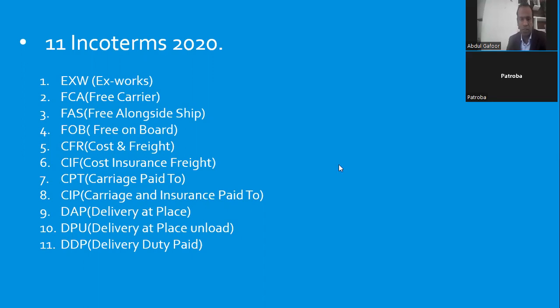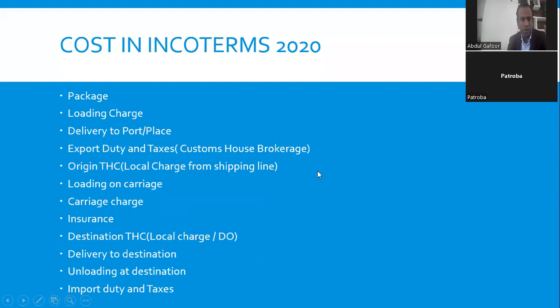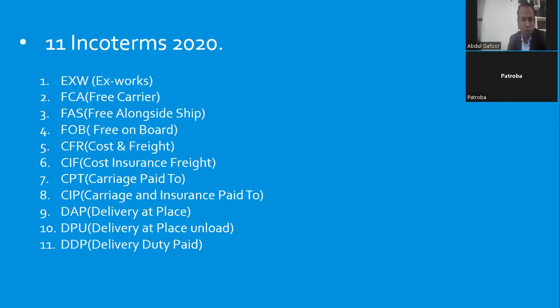Yesterday I mentioned loading, delivery to place, export duty and taxes, origin THC, loading on carriage, and carriage charges, all these things that you have to arrange. And the last is the risk, how the risk is passing. Yesterday I think I didn't tell you that. Now, how the risk passes for CIF and CFR.